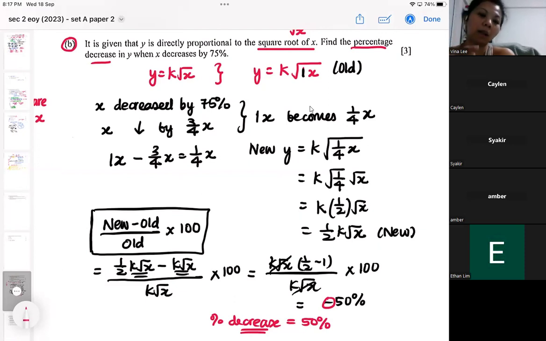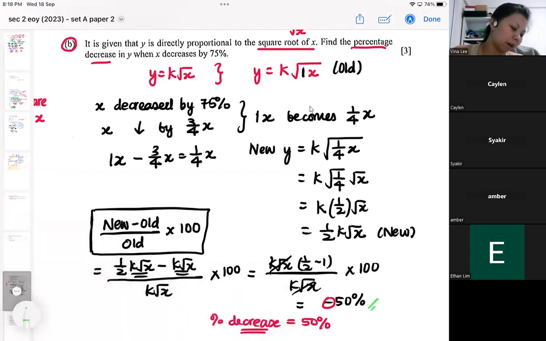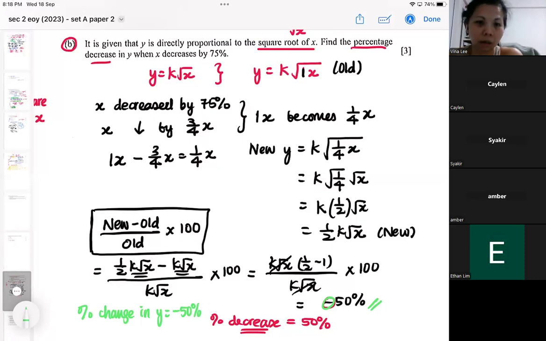If you leave the answer as negative 50%, your teacher will minus mark. Your teacher will circle this because of the question. If the question asks for percentage change in y, then you can just say minus 50%. But now they are asking for percentage decrease.